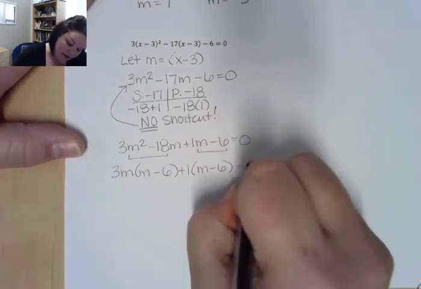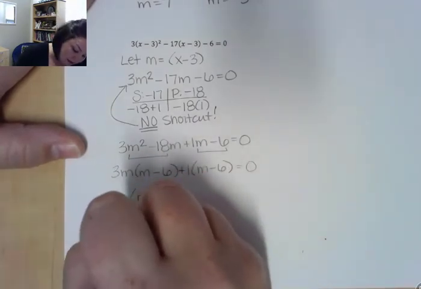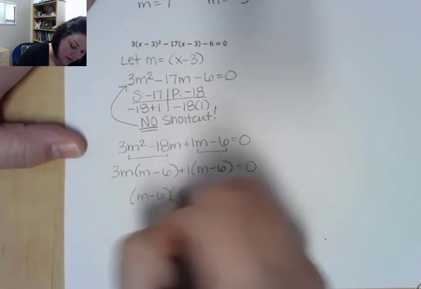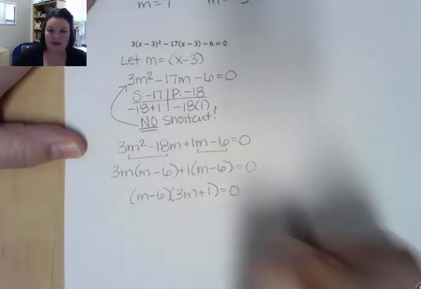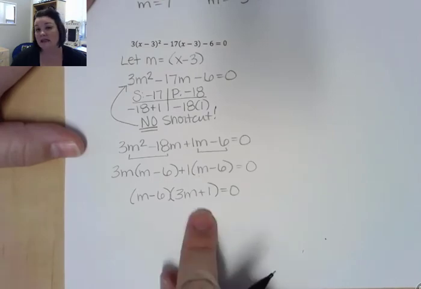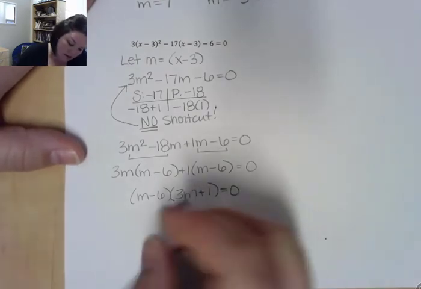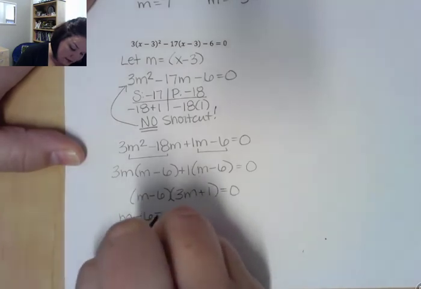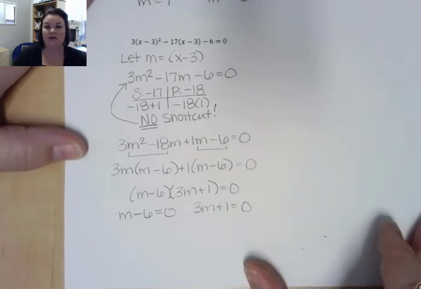And now that they both have the m minus 6 quantity, I'm going to go ahead and take that out, which leaves me with 3m plus 1. Okay, so now I have it completely factored. So I want to go ahead and solve each factor. So m minus 6 equals 0, and 3m plus 1 equals 0.